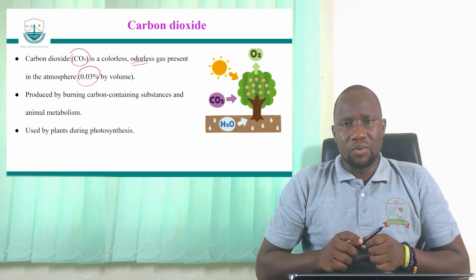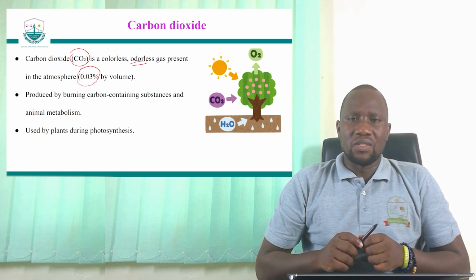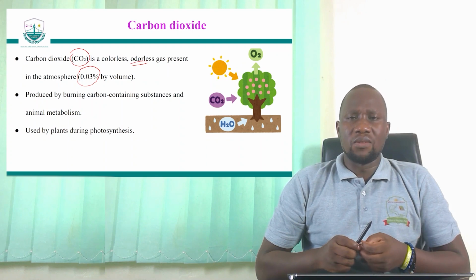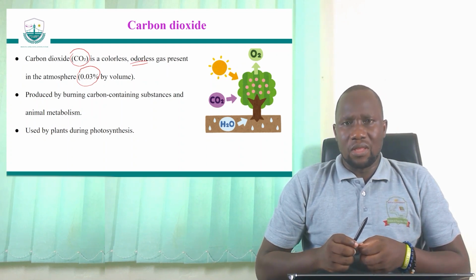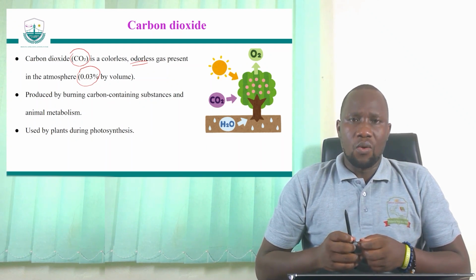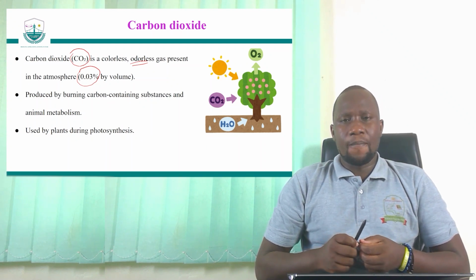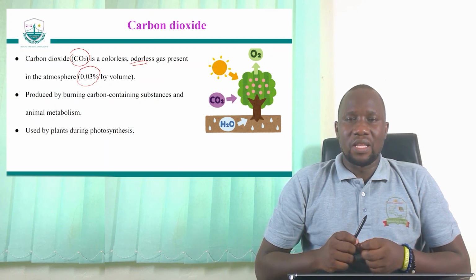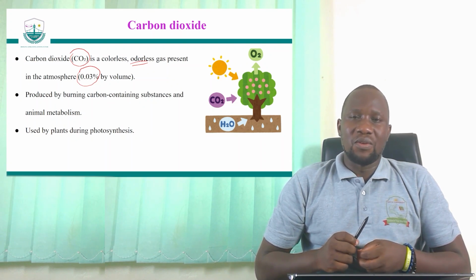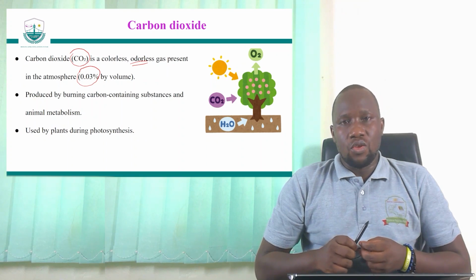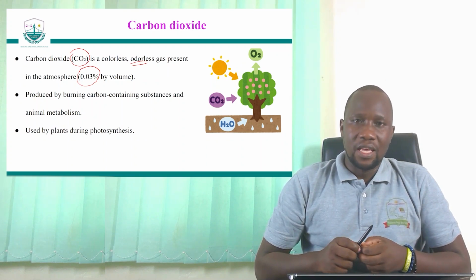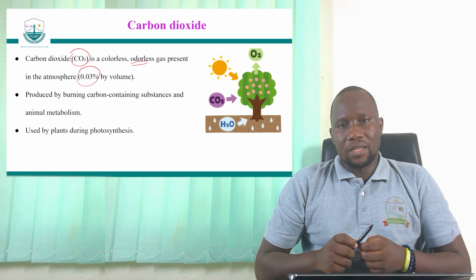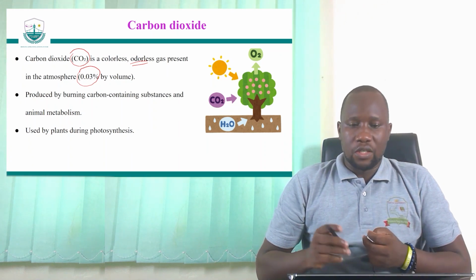Remember, respiration is the process through which living organisms break down nutrients to release energy, usually in the presence of oxygen, or sometimes it can occur without oxygen. So living organisms do produce carbon dioxide, including the plants. When they respire, they produce carbon dioxide, and that same carbon dioxide can be used for the process of photosynthesis, as we have just explained. That is something that you need to note.